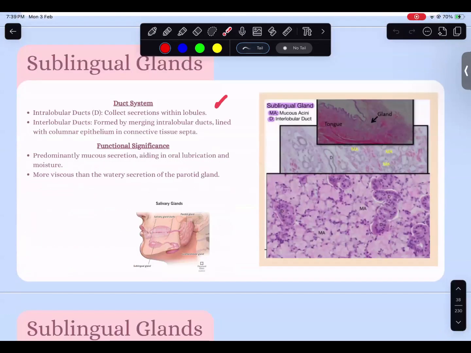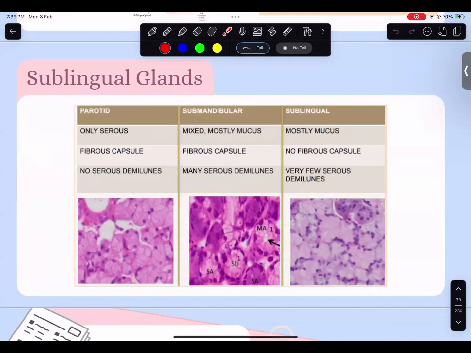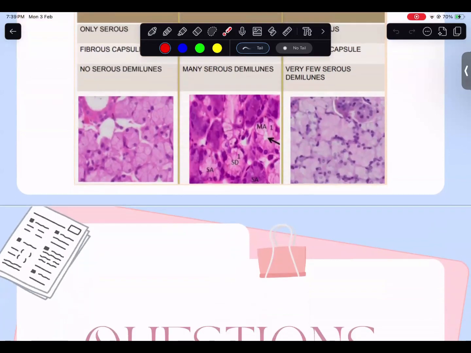So we talked about the ducts as well. This is just a distinction between all three of them. Parotid is only going to be serous. It's going to have a fibrous capsule. Your sublingual doesn't have a fibrous capsule. Very important to remember. Instead, it has loose connective tissue. It doesn't really have serous demilunes. You can't really see serous demilunes on the histology slide, but it does have a few of them. Submandibular is where you're going to see the serous demilunes in close contact with the mucus acini and the serous acini. And yeah, that's pretty much it.